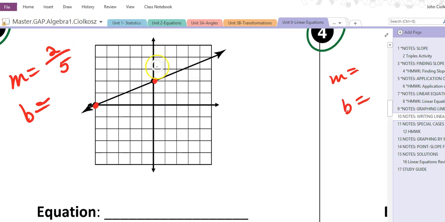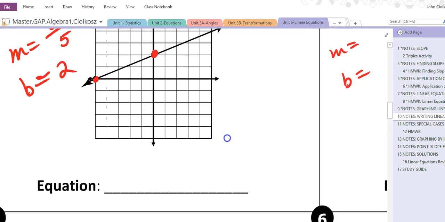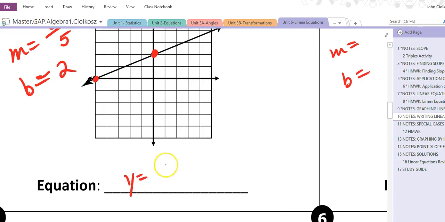My b is where it's crossing the y-axis, which is here. That's at 1, 2. So it's positive 2. So my equation, y equals 2 over 5x plus 2.